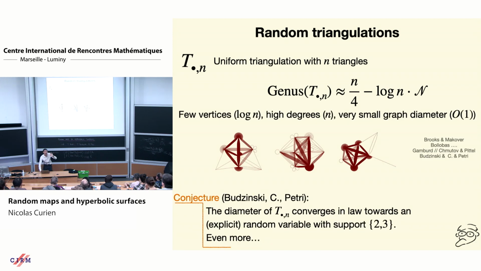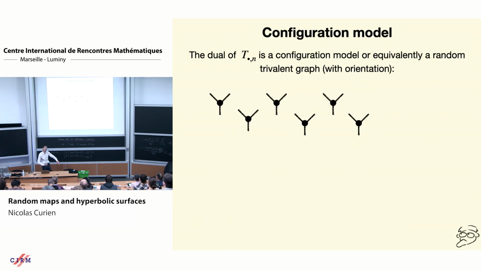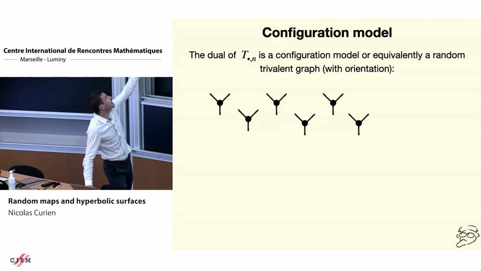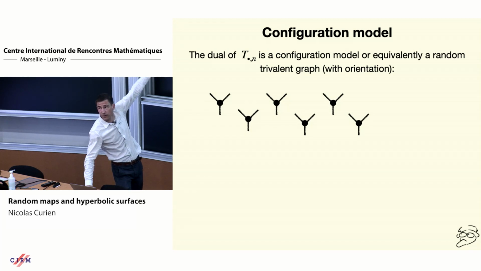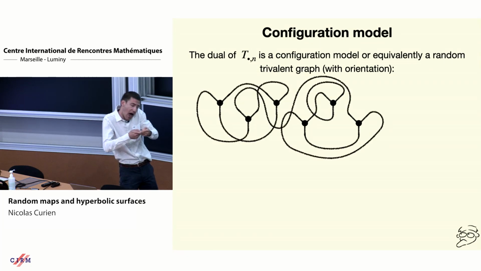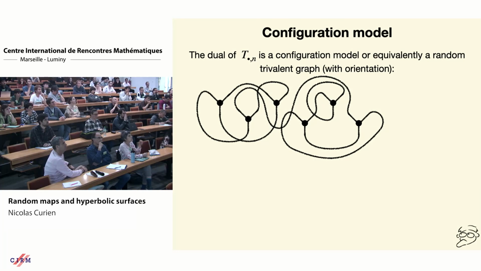But if you look at the dual graph, what is the dual graph? We were gluing triangles. So let's look at the dual picture. The dual picture is we are gluing vertices with 3 legs. We are building trivalent graphs or trivalent maps. And how do we build that? Well, it's called the configuration model. You start with your n triangles, in the dual form these are n tripods, and you pair the half edges, the legs, uniformly at random.